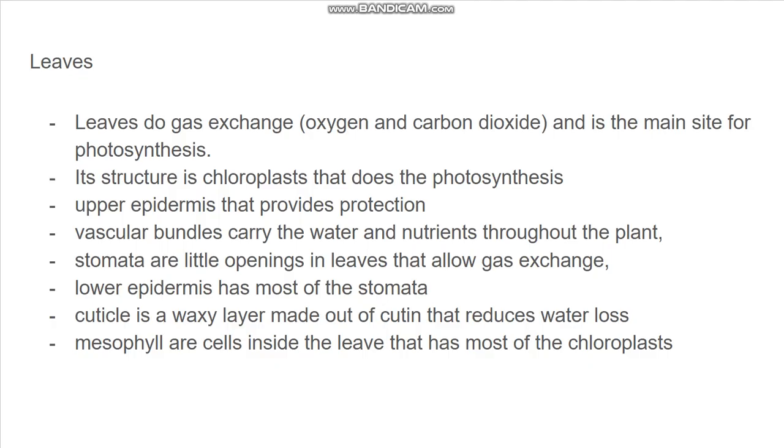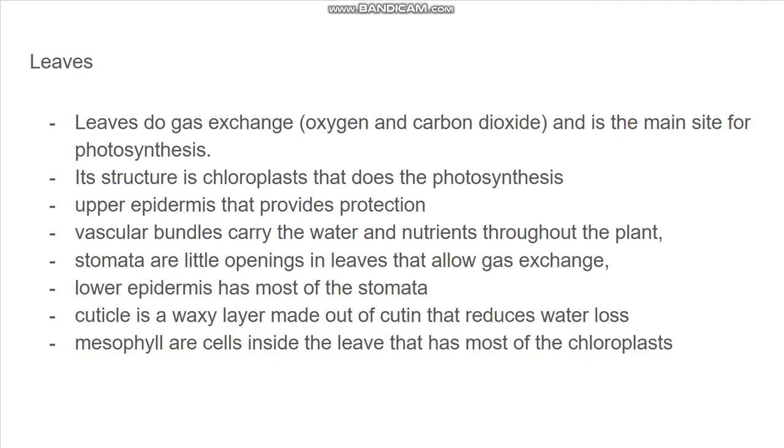And then the upper epidermis is what provides protection. And then vascular bundles carry water and nutrients throughout the plant. And stomata are little openings in the leaves that allow gas exchange.